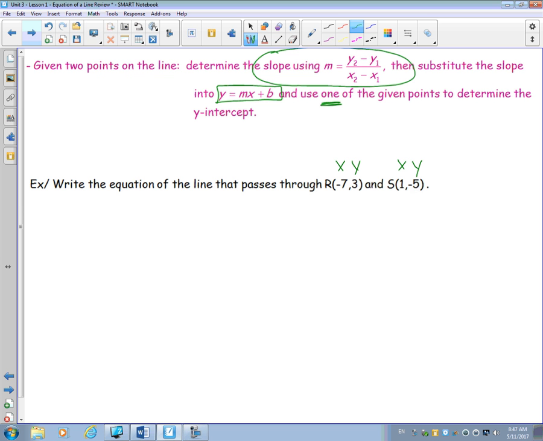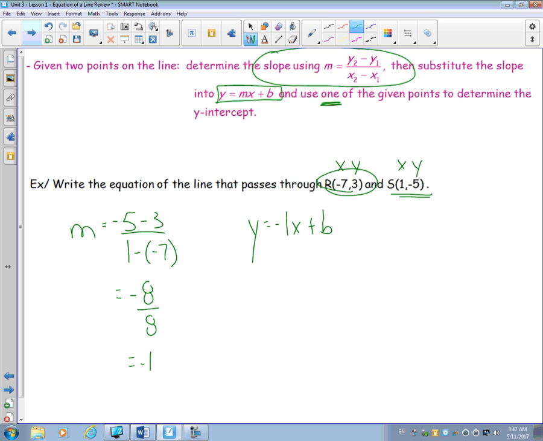So if we look at this example, find the equation of the line through R and S. R and S is made up of these 2 points, which means I can find my slope: negative 5 minus 3, and 1 minus negative 7. If we do that, we get negative 8 over 8, which simplifies to negative 1. So now I know my slope, negative 1x plus b. To get b, I need an x and a y. And I've got 2 different choices. I could use this one, or I could use this one.